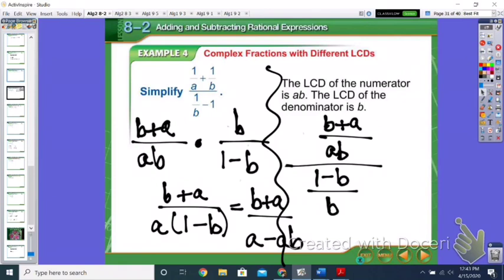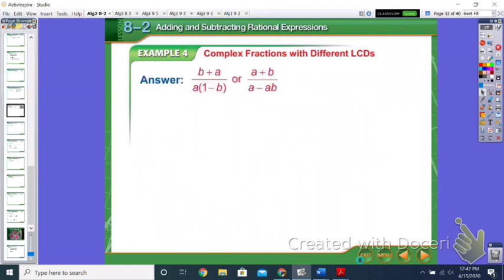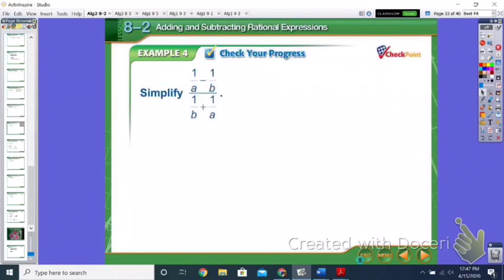Let's see how they have it. Yeah, so they show both as well. They also showed that obviously you can, if you want to, flip your numerator using commutative property. Doesn't matter either way. All right, let's look at another one.